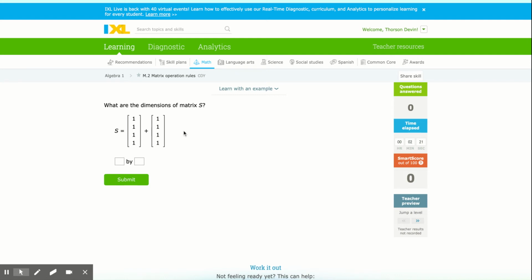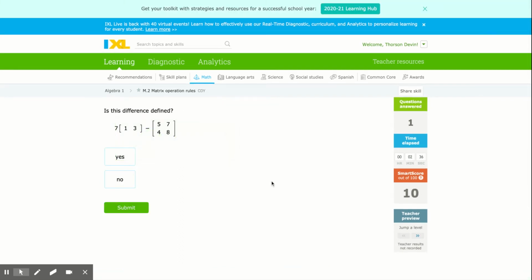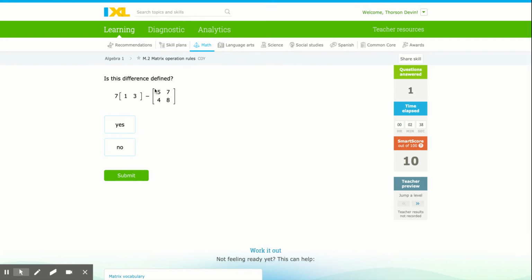And we can always add or subtract matrices as long as they're the same dimensions. 4 rows, 1 column, 4 rows, 1 column. We're going to get out a 4-row, 1-column matrix. So to add or subtract matrices, they must be the same dimensions, and the outcome will be the same.